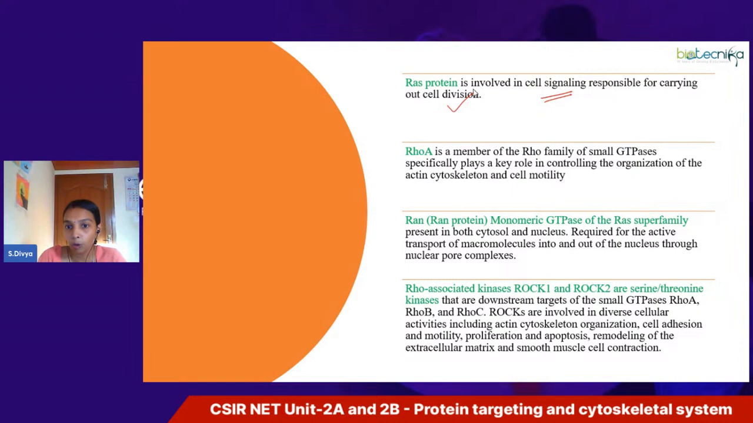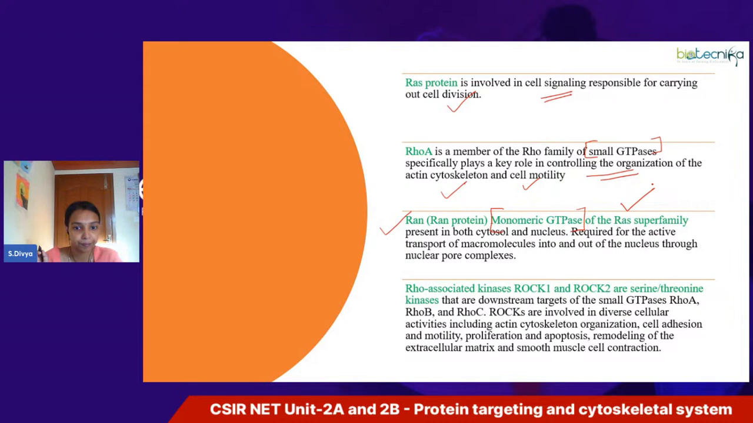RAS proteins, as mentioned before, are involved in signaling and responsible for carrying out cell division. Rho protein, as I told you just before during membrane fusion, is a family of GTPase proteins that plays an important role in organization of the cytoskeletal system, specifically the actin cytoskeleton and motility. Then RAN protein, I have already told you, but remember one point, it is a kind of monomeric GTPase protein belonging to the RAS superfamily.